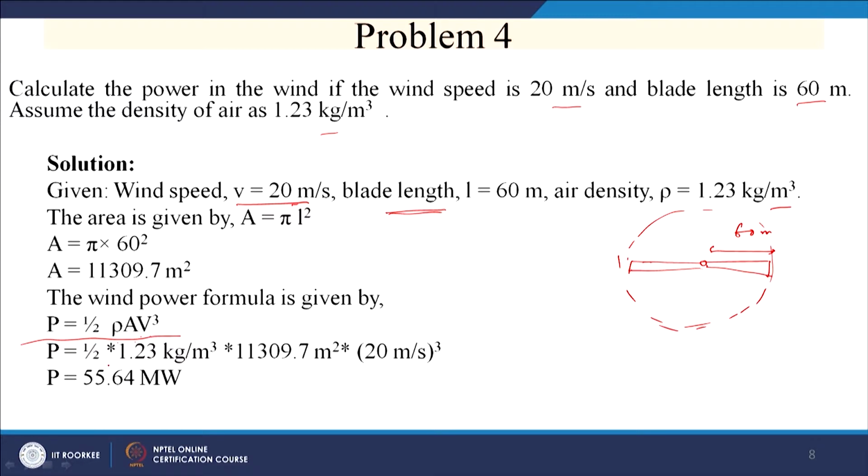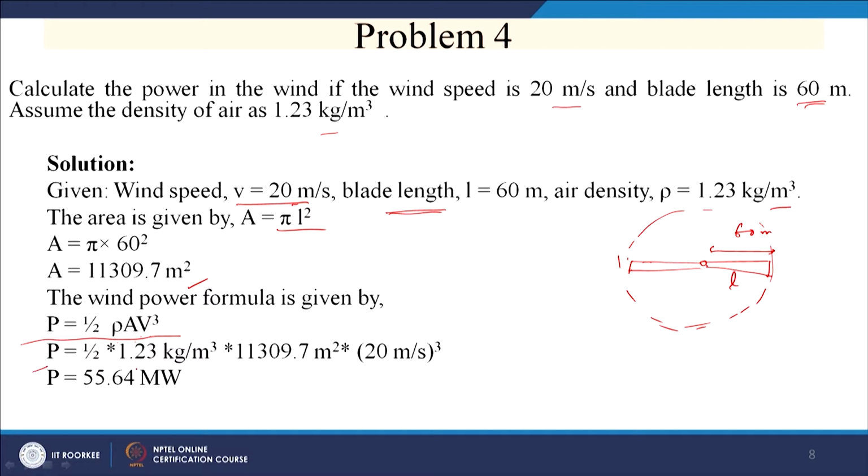So, we have to calculate the area. So, area is equal to pi r square. So, r is equal to L here. So, pi into L square, so pi into 60 square, that is 60 meter. So, that is equal to 11,309.7 meter square. And then now we have got A value, rho value and V value. We will put this value here to get the value of P.